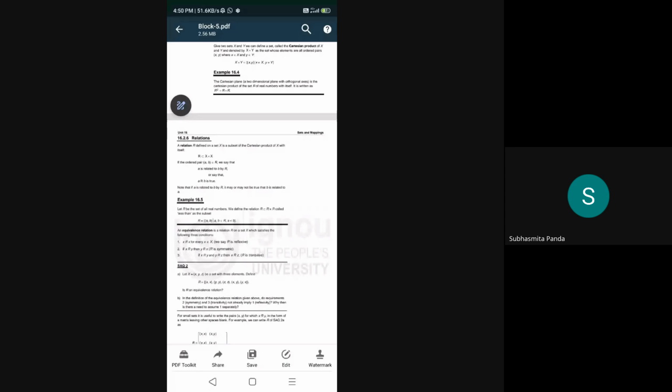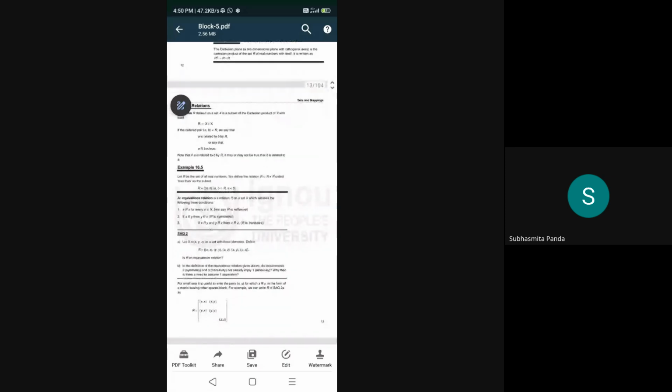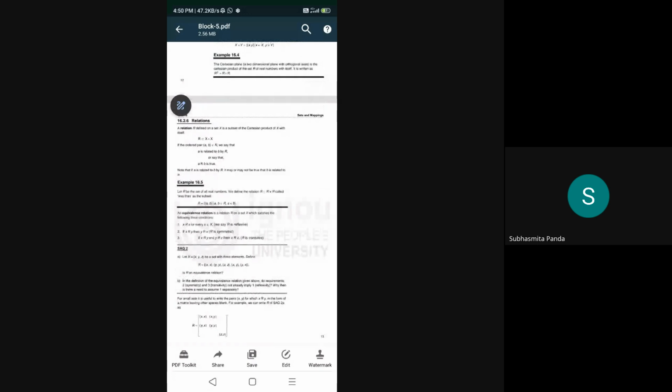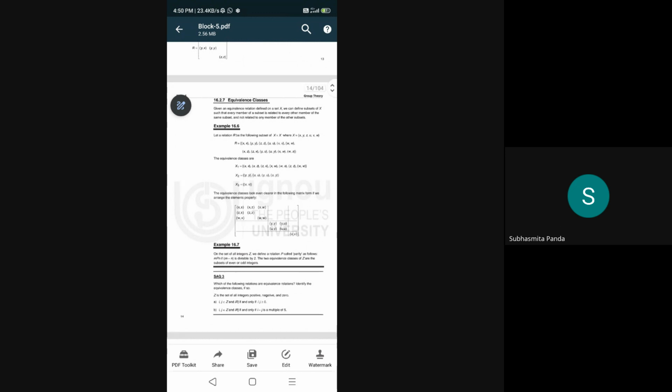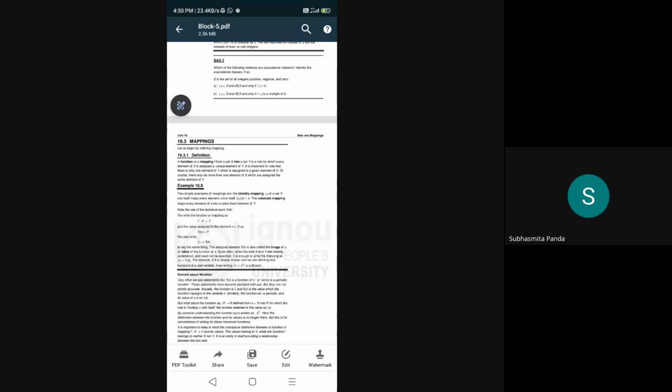Then a relation R defined on a set X is a subset of the Cartesian product of X with itself. And given an equivalence relation defined on a set X, we can define subsets of X such that every member of a subset is related to every other member of the same subset and not related to any member of the other subsets.